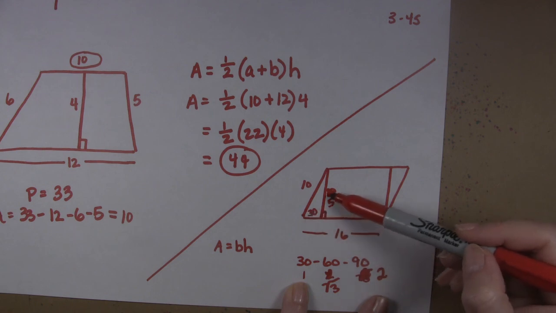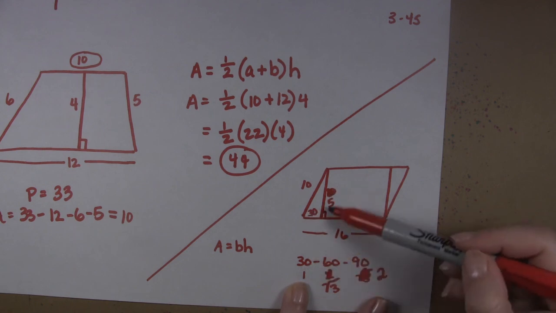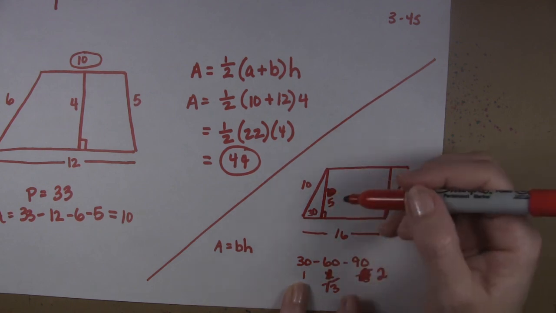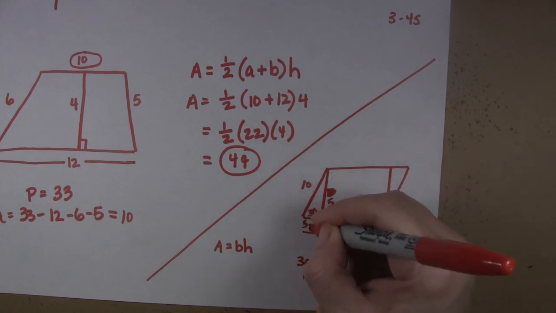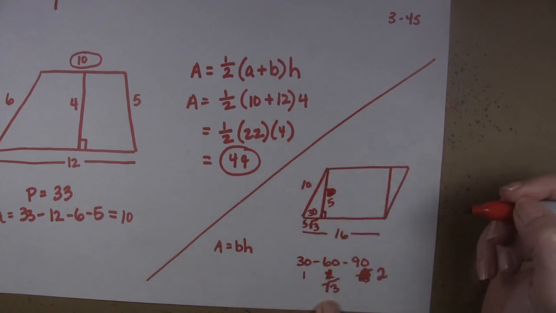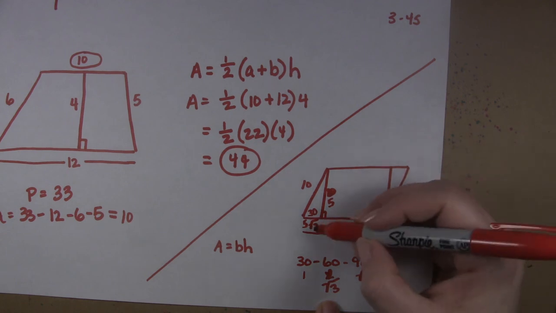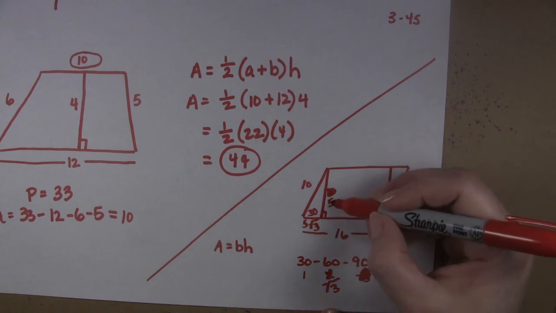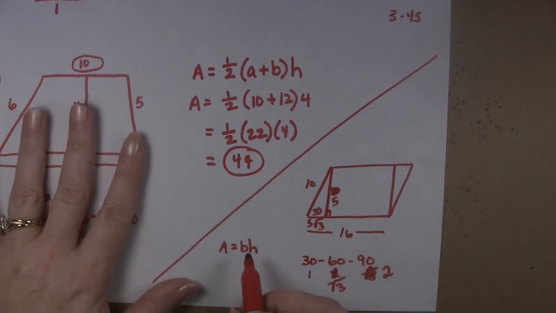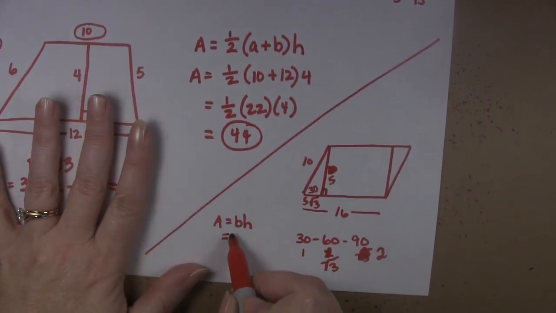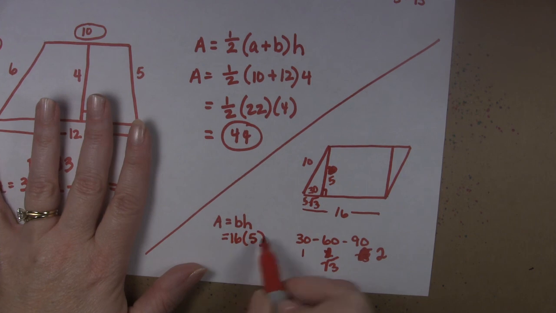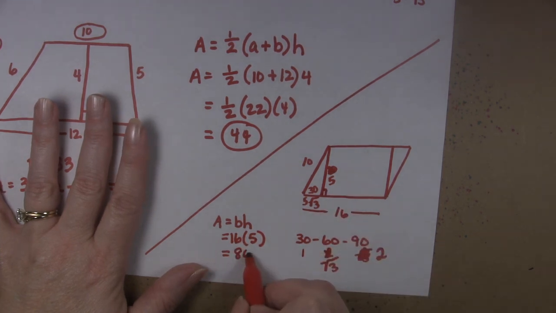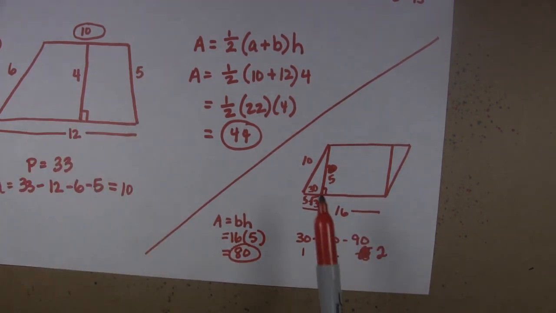Across from the 30 is going to be half of that, right? Because that's what it is. And so then this one is going to be 5 root 3. So I haven't really drawn it to scale, but that's okay. So I have 5 root 3 here, and my height is 5. Now I can calculate my area. It's going to be 16 times 5, which is 80. So the trick here is to use the 30, 60, 90 information that we know.